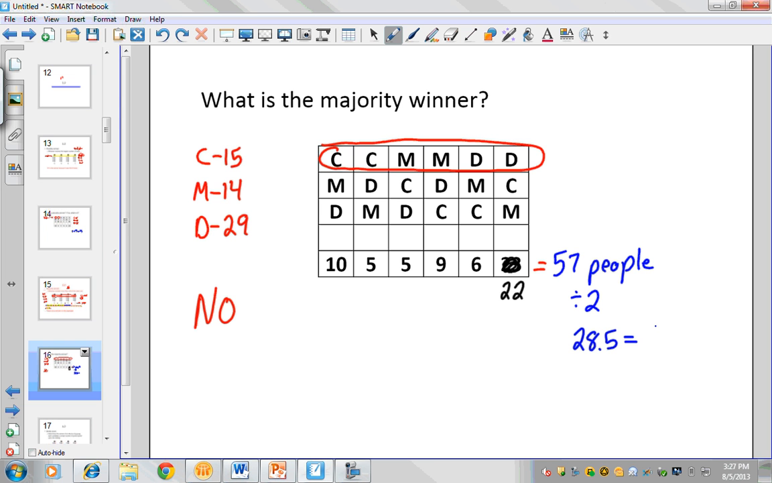Now, 28.5 represents 50%. What makes this different than the other one dealing with even numbers is that with an even number, you would have to go one whole vote up. But when you're dealing with an odd number where you're dealing with decimals, all you would do is round 28.5 to 29. So 29 would now be what would be considered the majority winner. So going back to C being 15, M being 14, and D being now 28, because remember I changed this, 29 would be what would be declared the majority winner. 28 is what D has. So unfortunately, once again, we're dealing with no majority winner.